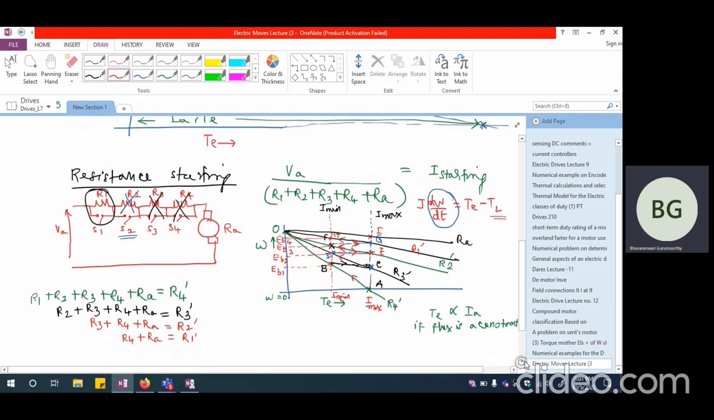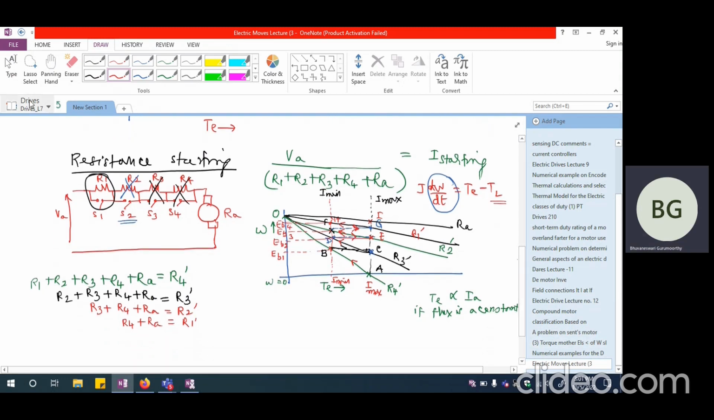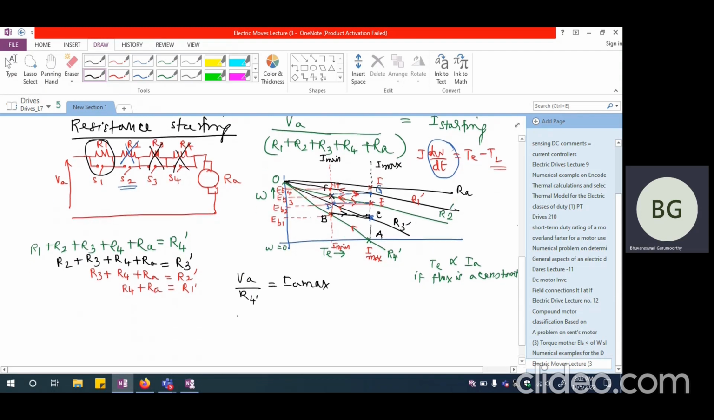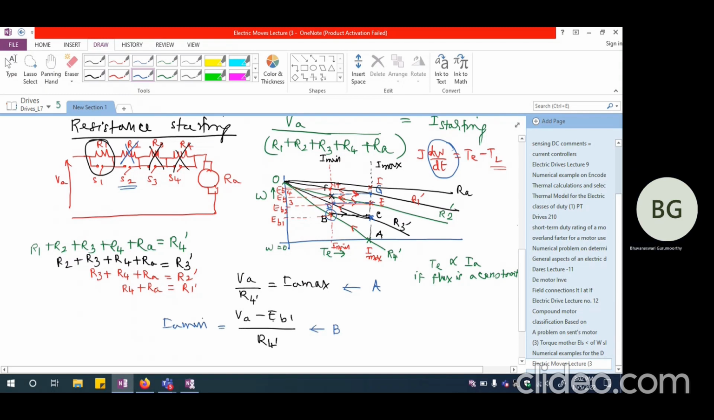So let me try to write the equations now. I can simply say that VA divided by R4 dash is equal to IA max. Okay. Then I can also write VA minus EB1 divided by R4 dash, which is corresponding to this particular point, which is corresponding to B. So this is corresponding to point A, whereas this is corresponding to point B. This is going to be equal to IA minimum.